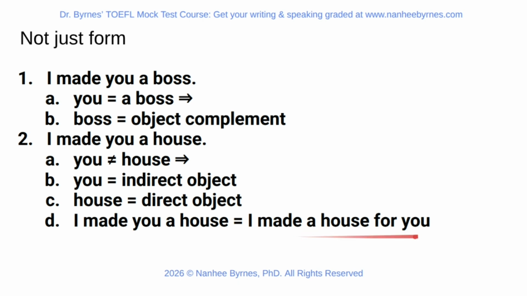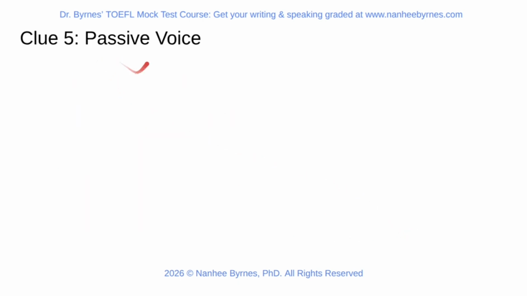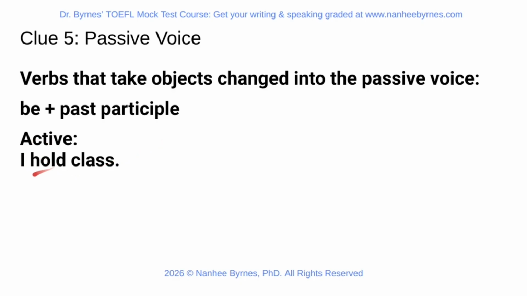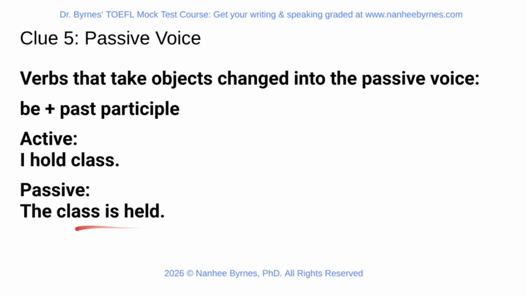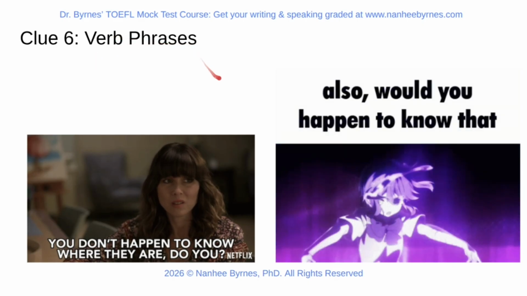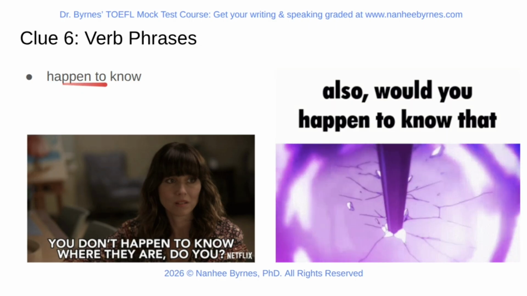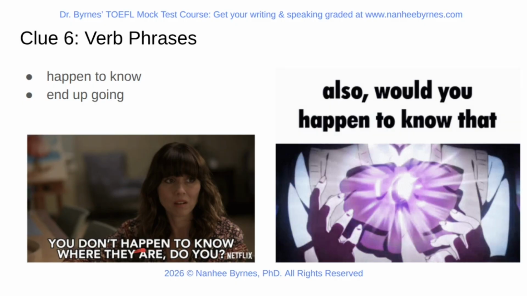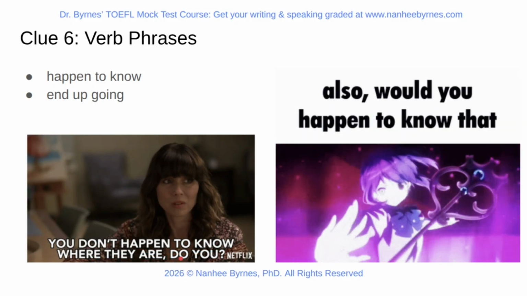Clue 5. Passive voice. Verbs that take objects can often be changed into the passive voice using the pattern be plus past participle. Example: active: I hold class. Passive: the class is held. Clue 6. Verb phrases. You should also recognize verb phrases such as happen to know, end up going. These combinations often appear in TOEFL questions.